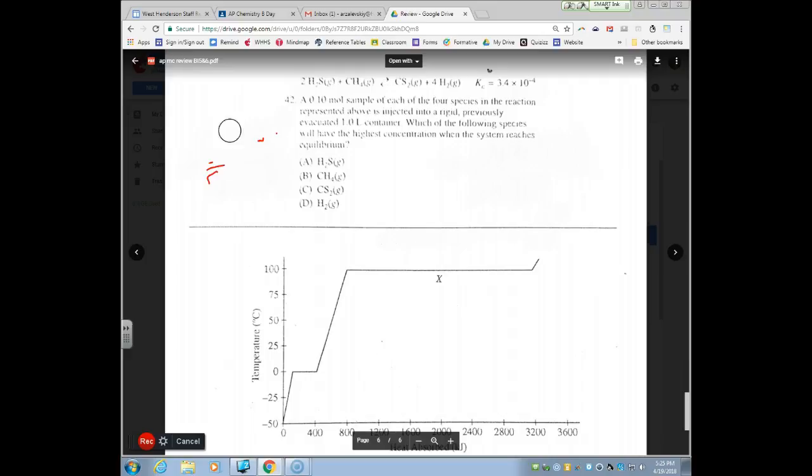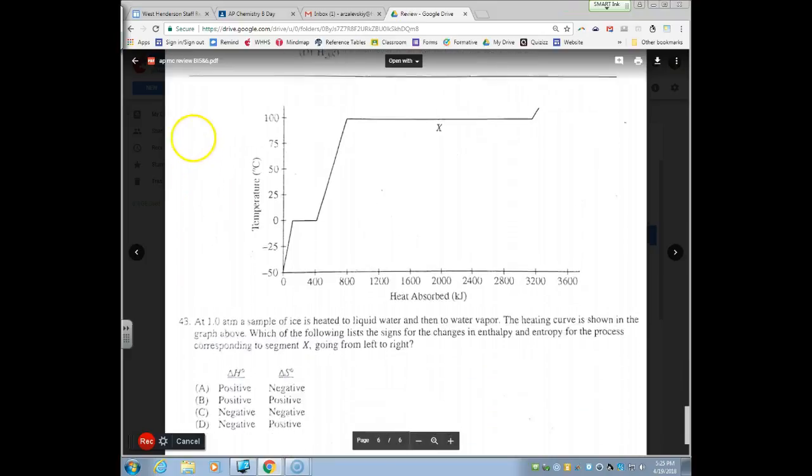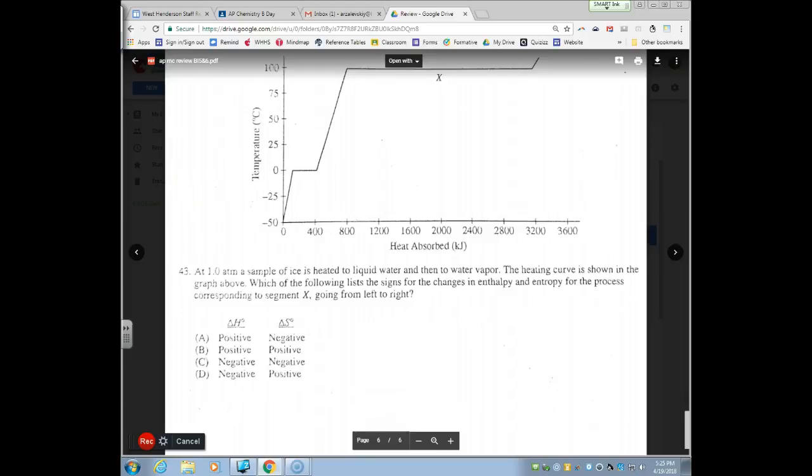For 43, the correct answer is B. For this one, we're looking at a heating and cooling curve, and they're talking about the situation happening at X. We know that at this point, the liquid is boiling and being converted into a vapor. So this part right here tells us that vapor is way more disordered than a liquid. So delta S is definitely positive. So we have it narrowed down to those two.